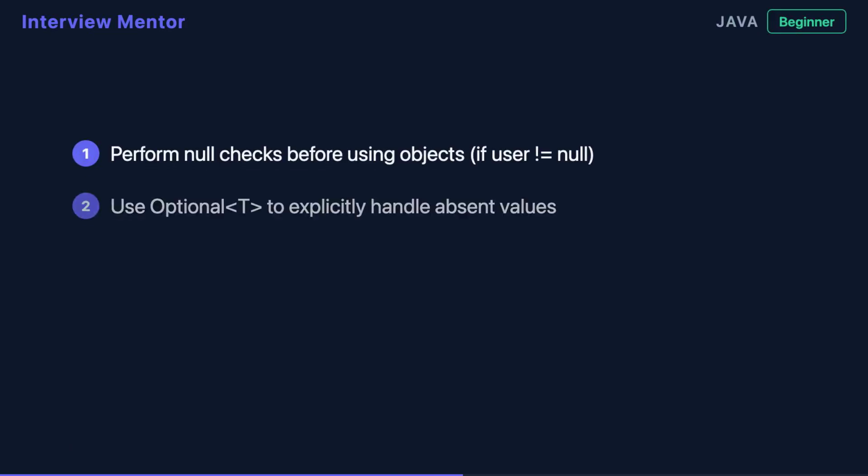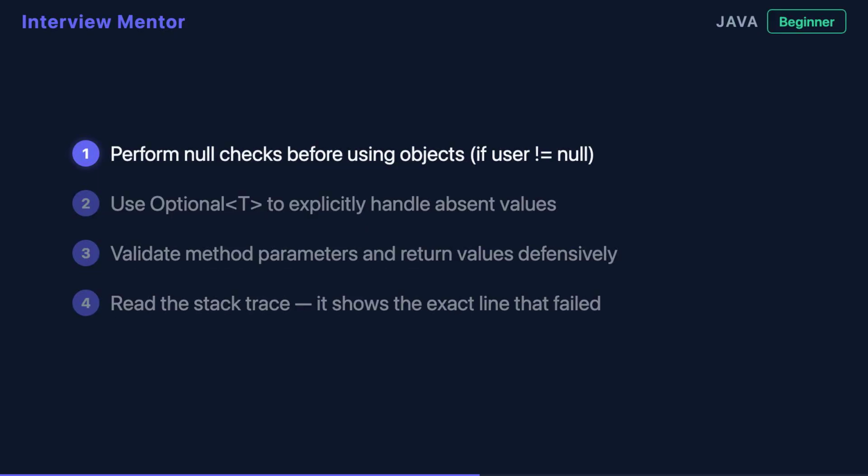So how do you prevent and fix null pointer exceptions? First, always perform null checks before using objects. A simple if statement checking if the object is not null can save you. Use Java's Optional class to explicitly handle values that might be absent. Practice defensive programming by validating method parameters and return values.